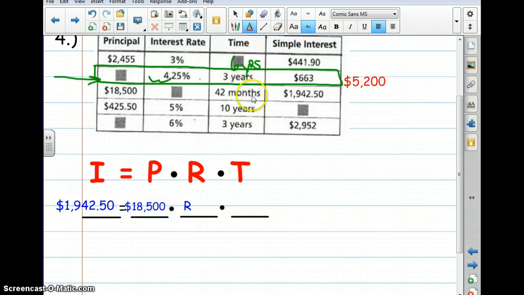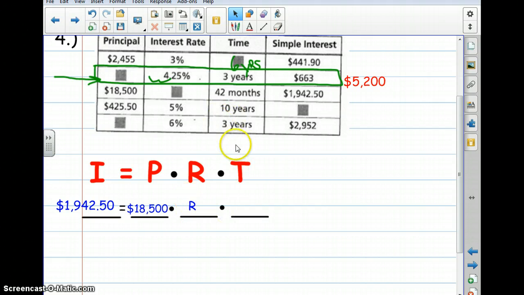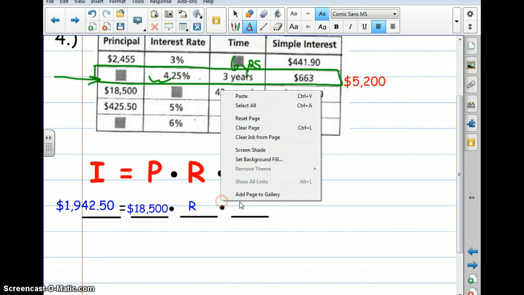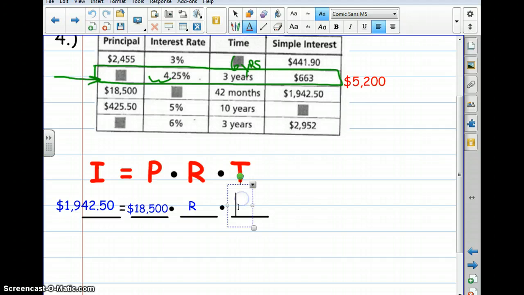Okay, and do we know a time? And yes, we do, except we have a problem. This time is given to us in months instead of years. So we're going to have to convert that to a matter of years. And here's how we do that. If you have your calculator, your TI-30, this is going to be super simple. If you do not, and you're using the little blue calculators, this is going to be a little bit more difficult.